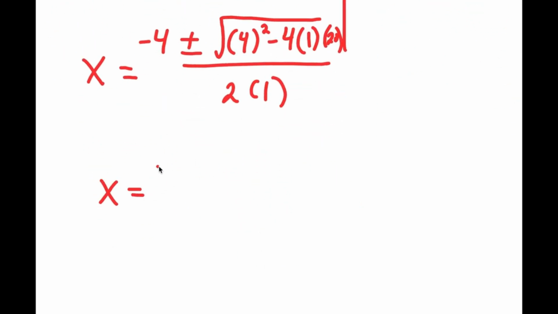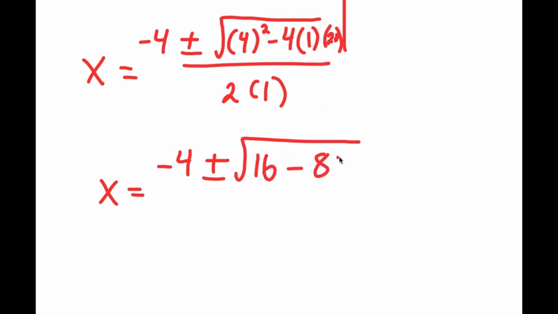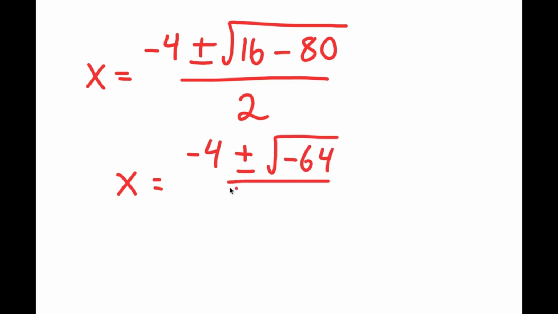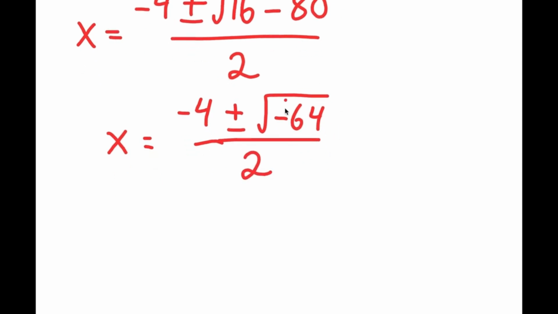And now this is equal to negative 4 plus or minus the square root of 4 squared, which is 16, minus 4 times 20, which is 80, over 2 times 1, which is 2. And now this is equal to negative 4 plus or minus the square root of negative 64 over 2. And from here, notice how we have the square root of a negative number.